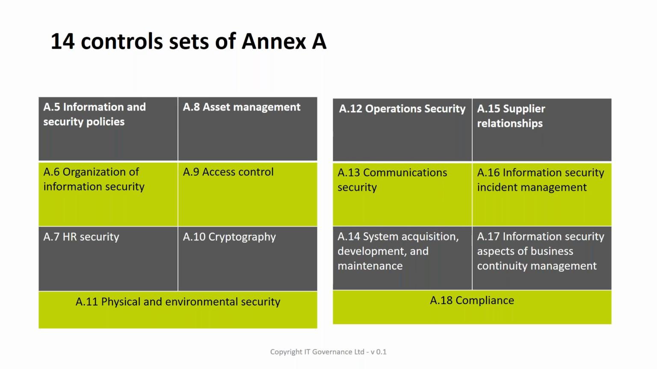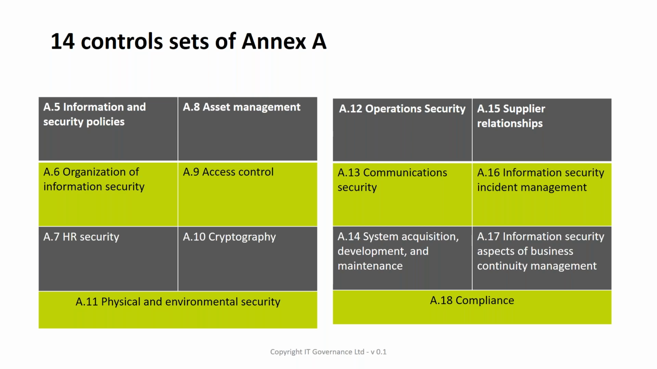A7 is dealing with security and HR, and looks at security before, during, and after employment, with ideas like pre-employment checks, clarity about job descriptions, and then effective termination, which ensures that people don't continue to have access to the system and its data. Asset management: most information security management systems are built around protecting information assets. That means you need to know what they are.